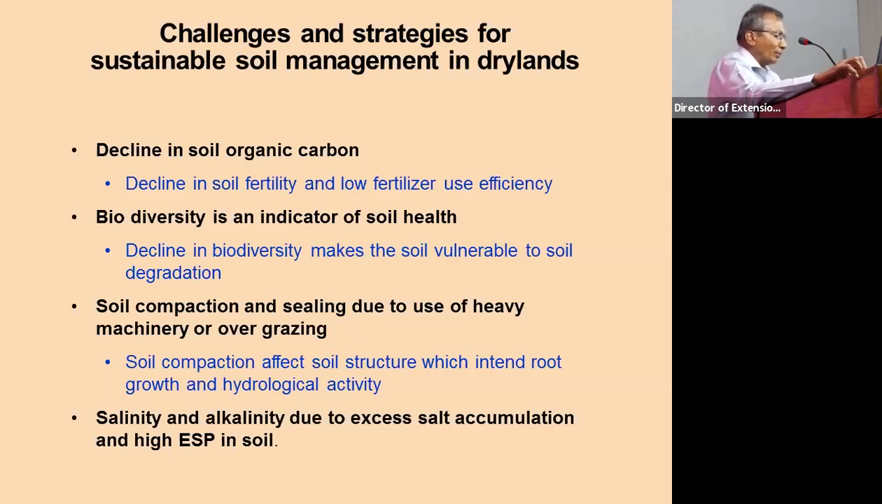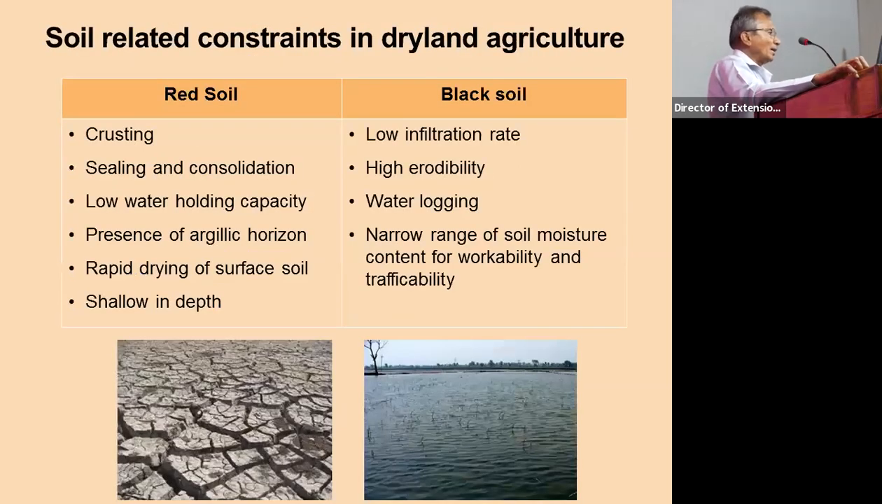Salinity and alkalinity are problems because of salt accumulation. Because we are extracting water from the deeper aquifer, automatically the soil will be affected by salt accumulation. Salts carried away from the hilly zone and deposited in the lower slopes also create problems. So, soil related concerns in dryland agriculture: red soil crusting, where you can see the crusting of red soils, and sealing and consolidation, holding capacity, presence of argillic horizons, that means soils, alluvial or illuvial, carried away from different places on the hilly areas, rapid drying of surface soil, and shallow depth.